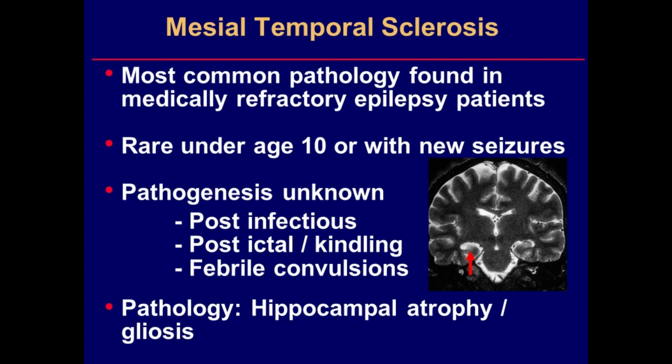It's usually somebody who's had 5, 10, 20 years of seizures, and typically of the temporal lobe variety with complex partial features. The pathogenesis is not precisely known. It may be post-infectious, may be from a cortical dual pathology with kindling of the hippocampus, may be due to febrile convulsions. I don't think anyone has really sorted this out. But the final common denominator is we end up with hippocampal atrophy and gliosis. In other words, a small shrunken hippocampus that's bright on T2, as you see here.